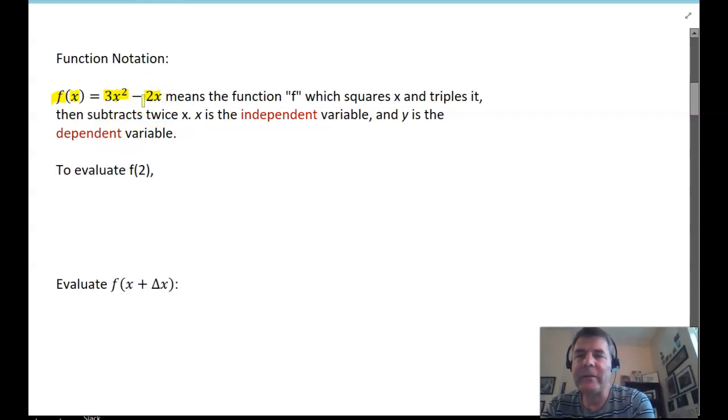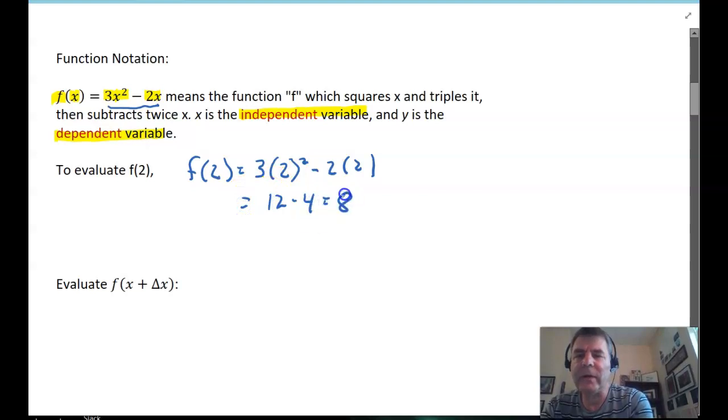Okay, x, the stuff you put in, is called the independent variable, and y, the values you get out, is called the dependent variable. So if we want to evaluate f of 2, that means replace every x in your function with a 2. So f of 2 is 3 times 2 squared minus 2 times 2, which is 12 minus 4, which is 8. So f of 2 is 8.